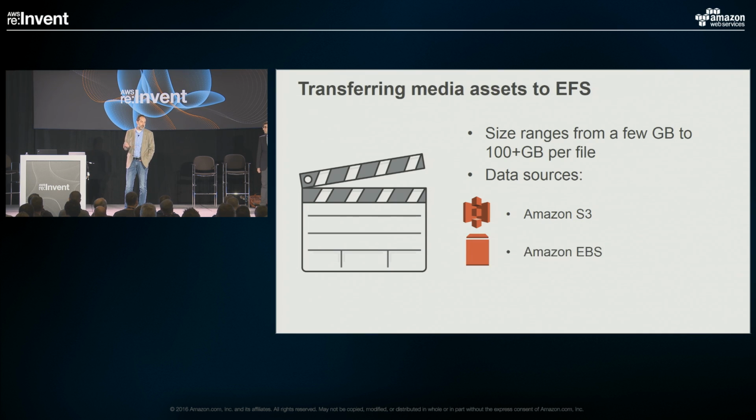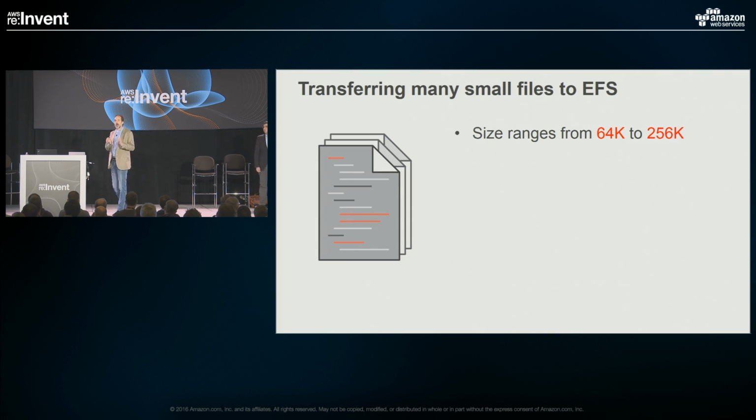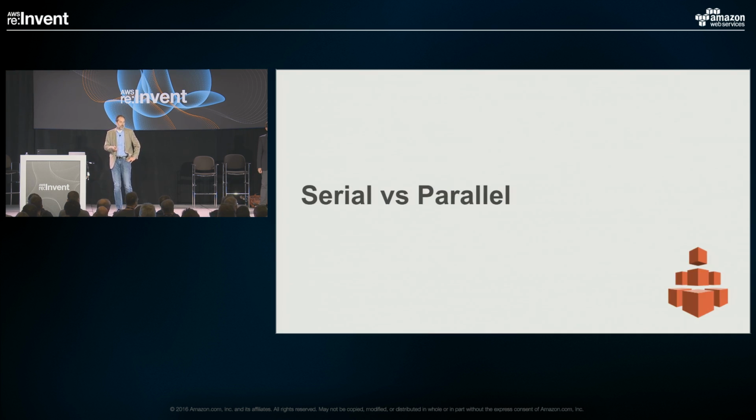Our next scenario is we had a lot of smaller files. So we randomly generated files between 64K and 256K. And again, we wanted to transfer those from S3 and EBS over to EFS. So how should we do this? Do we want to parallelize the copy, or do we want to do it in a serial manner?